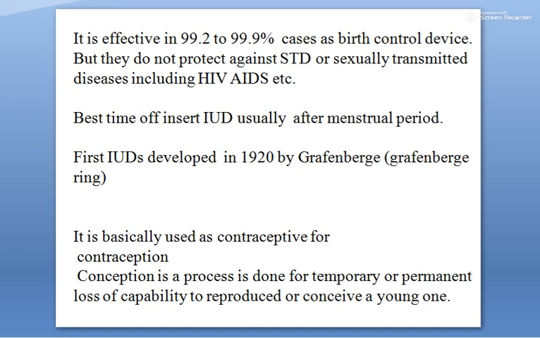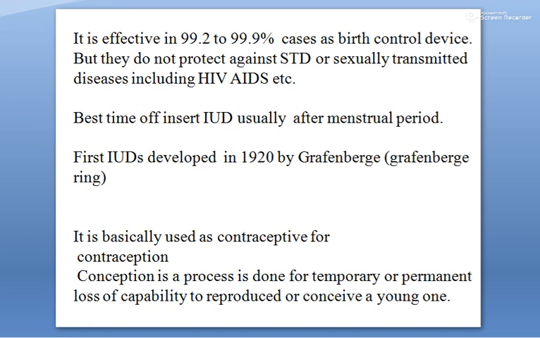The first IUDs were developed in 1920. In 1920, scientists introduced the IUD, that is the intrauterine device. From that time till now, it has been very popular. It was first discovered by Grafenberg as the Grafenberg rings. As I said, it is basically used as a contraceptive device.